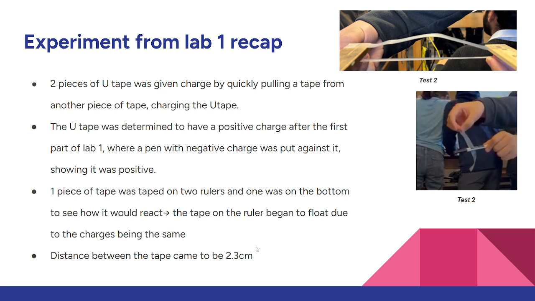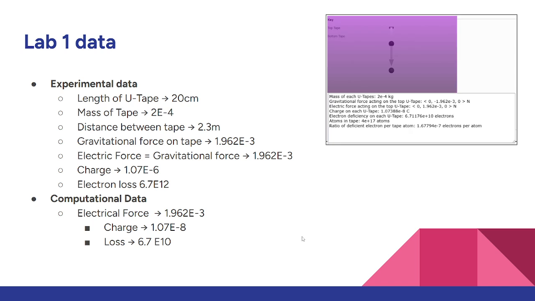Alright, so the distance to the tape came out to be around 2.3 centimeters. The experimental data from Lab 1 was: the length of the U-tape was 20, mass was 2 times e to the negative 4, and the distance was 2.3, like I stated before. Gravitational force is 1.962 e to the negative 3, which is just the mass times gravity. Electric force, which is equal to the gravitational force, was 1.962 e to the negative 3. Charge was 1.07 e to the negative 6. The electron loss was 6.7 e to the 12. Now the computational data we got was an electric force of 1.962 e to the negative 3, the same as the experimental data, but the charge was 1.07 e to the negative 8, which is what we're going to be using for our next computational data, and the loss was 6.7 e to the 10.